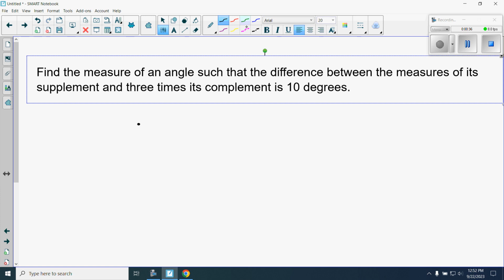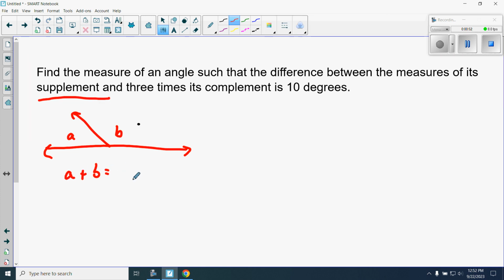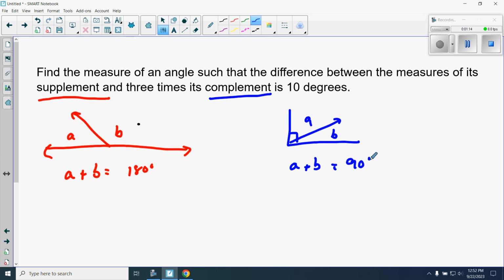All right, so first off, I'd like to draw that out. The supplement works out to a line. It's 180 degrees. Two angles, we really don't care what the angles are. The two angles together, A plus B, is equal to 180 degrees. That's what the supplement means. The complement is two angles that, when added together, make a right angle. A plus B is now equal to 90 degrees.